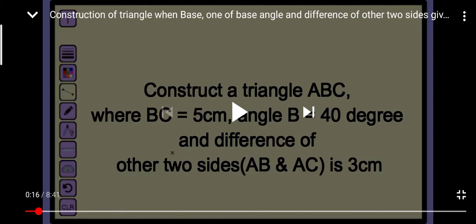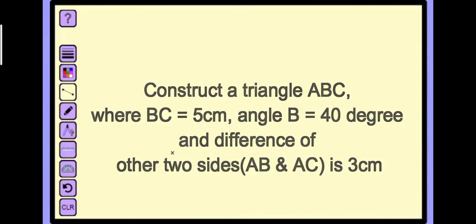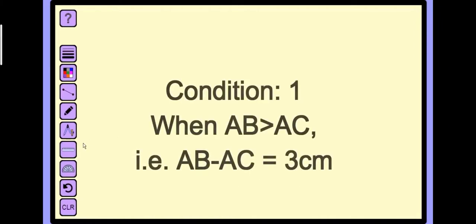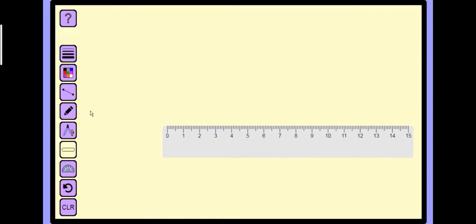Construct a triangle ABC where BC is equal to 5 centimeter, angle B is 40 degree, and the difference of these two sides, AB and AC, is 3 centimeter. The first condition is when AB is greater than AC. So what is the base? The base is BC. Firstly draw the base BC.